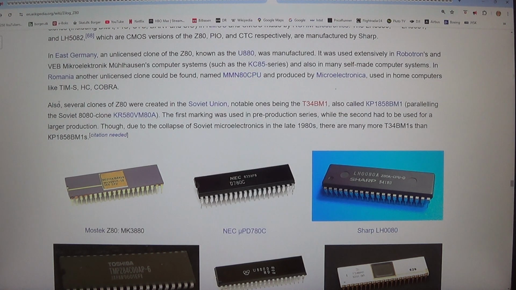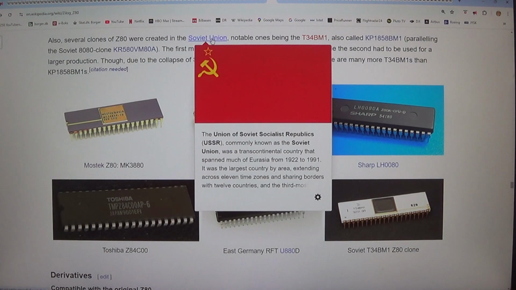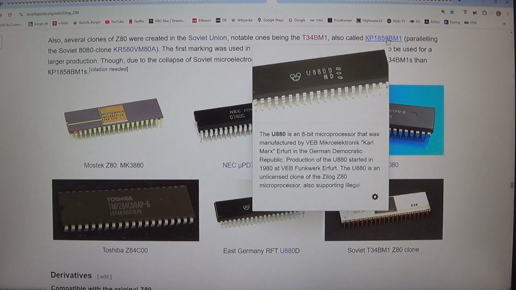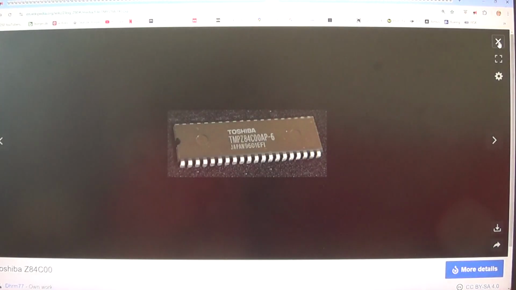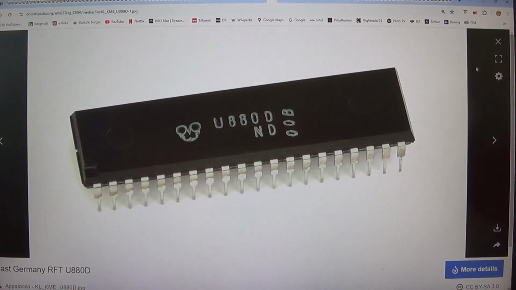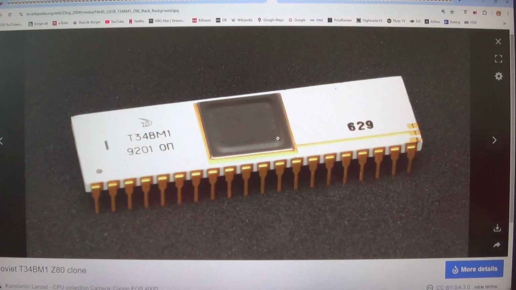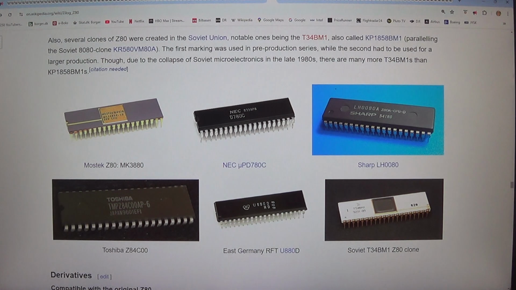Also, several clones of Z80 were created in the Soviet Union, notable ones being the T-34BM1, also called 18581, paralleling the Soviet 8080 clone KR580VM80. The first marking was used in pre-production series, while the second had to be used for a larger production. Though, due to the collapse of Soviet microelectronics in the late 1980s, there are many more T-34BM1s than 18581s.